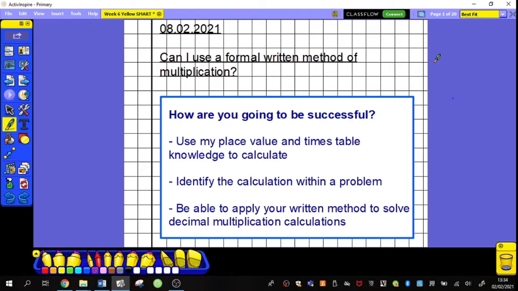Right, today we're going to be using a formal written method to calculate multiplication. To be successful, you're going to be using your place value knowledge and times table knowledge in order to calculate. You're going to identify the calculation within a problem, and by the end you'll be able to apply that written method to solve a decimal multiplication calculation.